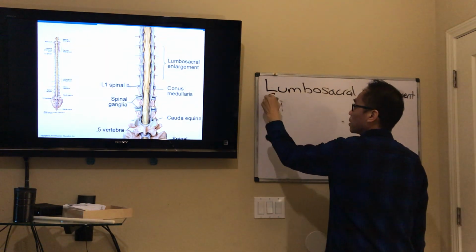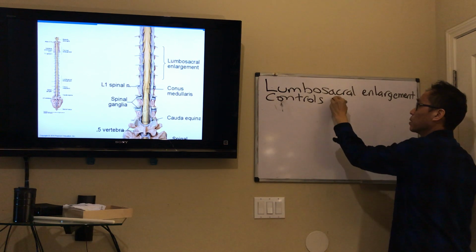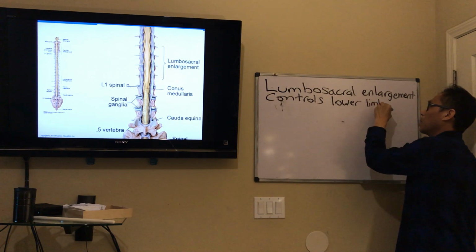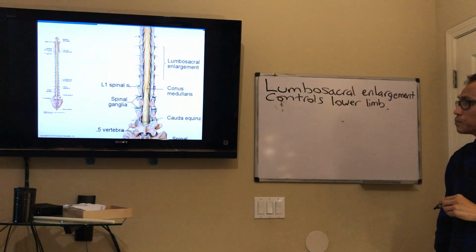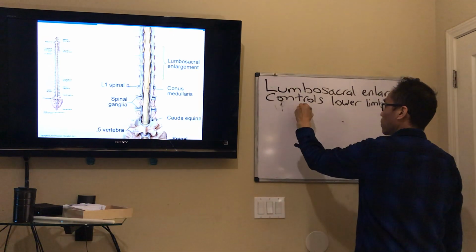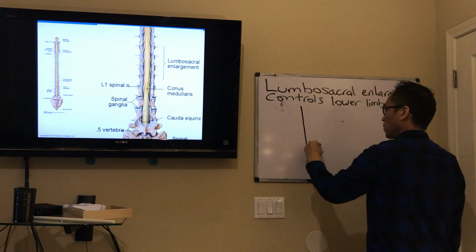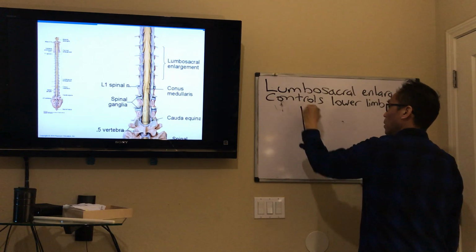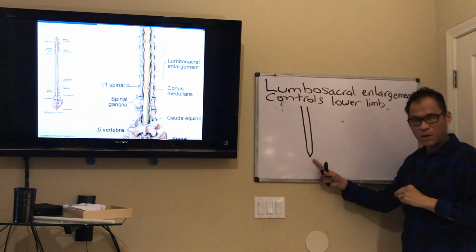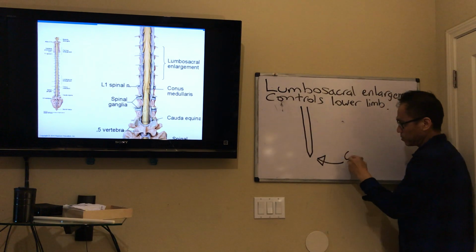Lumbosacral enlargement controls lower limb. So pretend this is the end of the spinal cord. It kind of ends as a little cone tip. Call that conus medullaris.